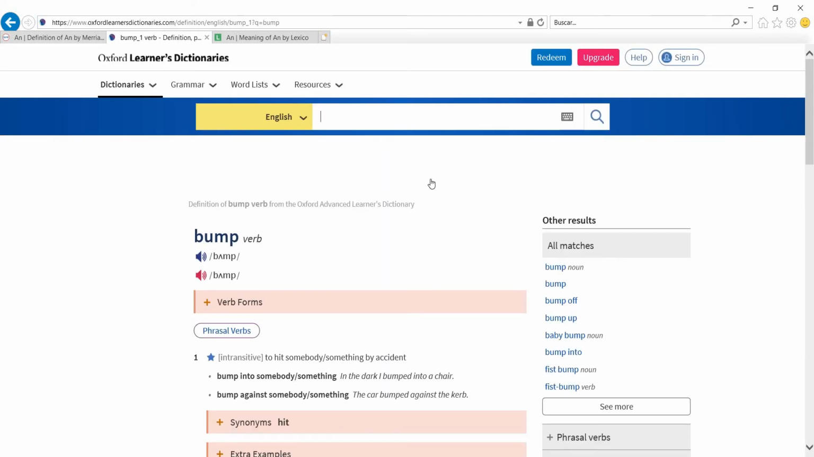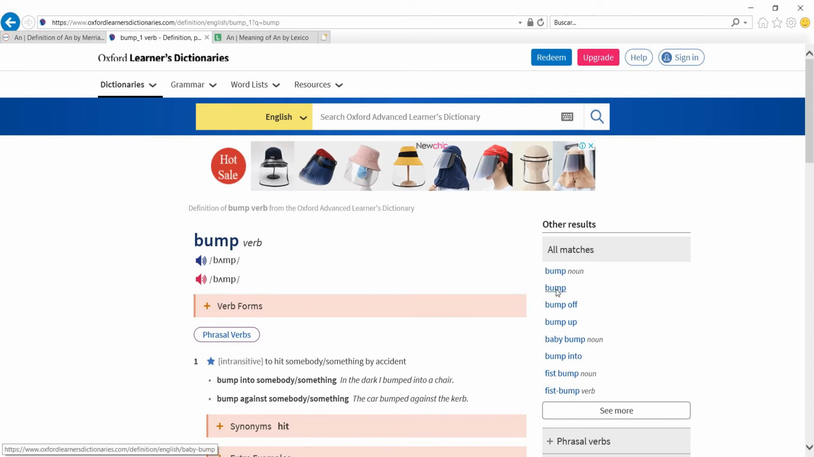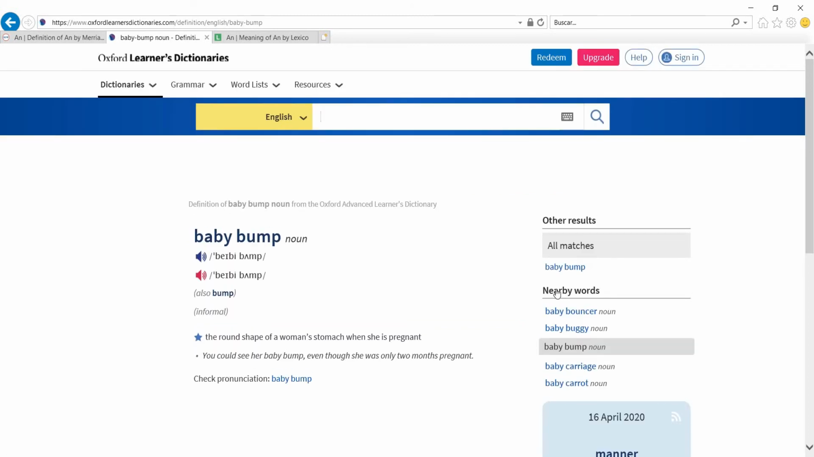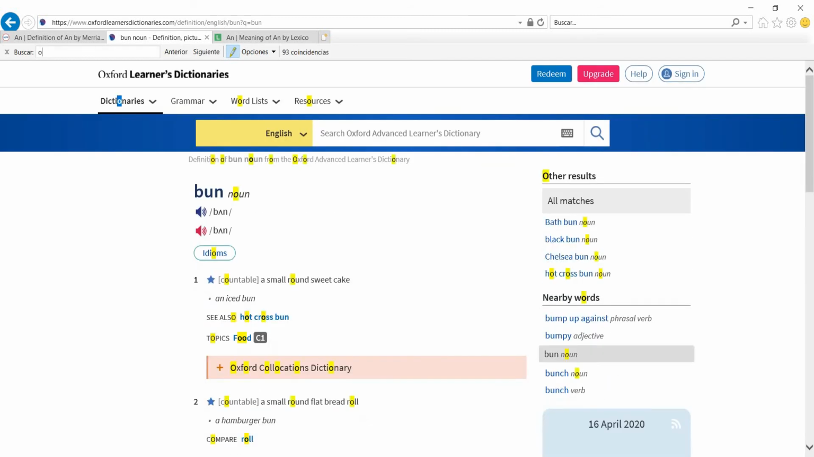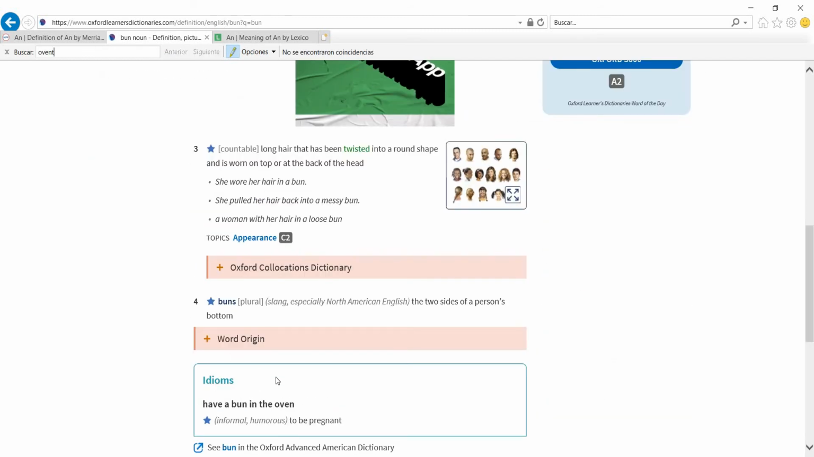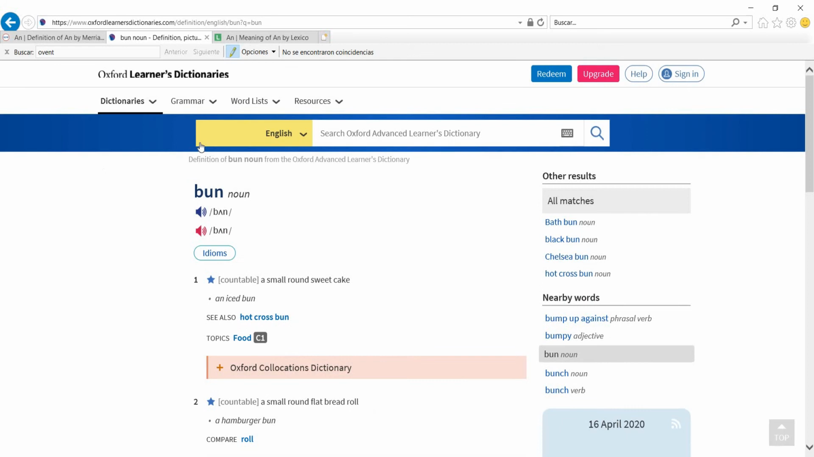Or she's got a bun in the oven, right? A bun in the oven. Maybe, yes, a baby bump, right? The woman's stomach when she's pregnant, and a bun. You speak of someone as having a bun in the oven, meaning she's pregnant, right? Or she's in the family way. We also say that, in the family way.